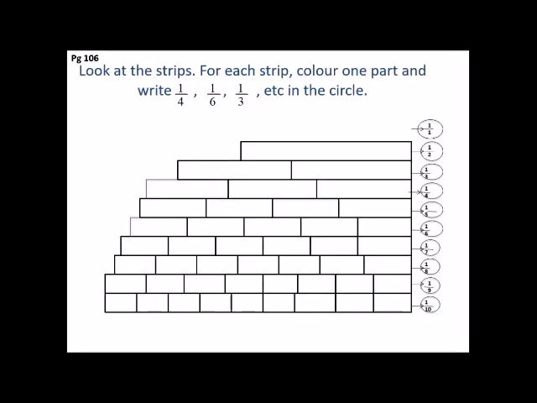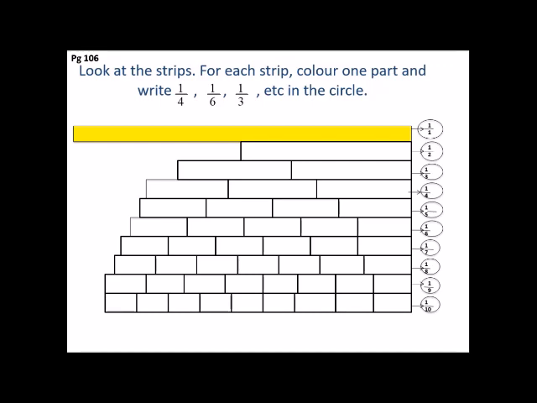Let's read question number 1 of page number 106. Look at the strips. For each strip, color one part and write 1 by 4, 1 by 6, 1 by 3, etc. in the circle. Look at the first strip. A whole strip is colored. It means we will write 1 by 1 in the given circle.